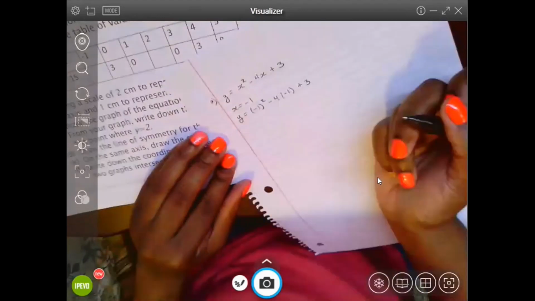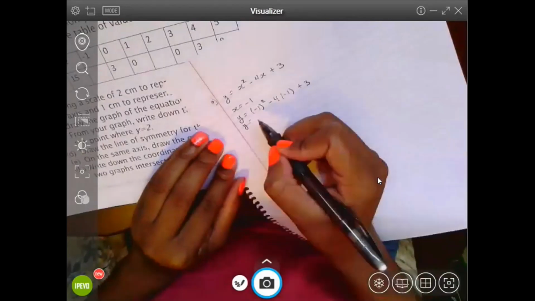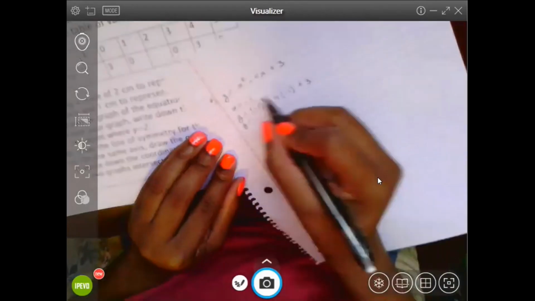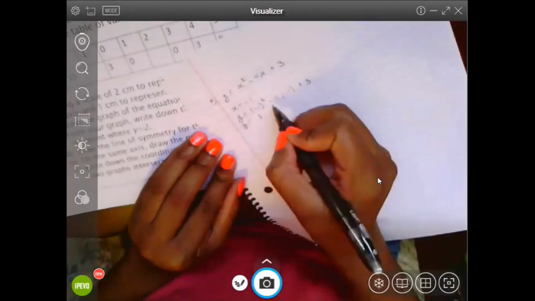Now next step, y equals, well, I know -1 squared means -1 times -1, which would be +1. Then it's the -4. So -4 times -1 becomes +4, plus 3.